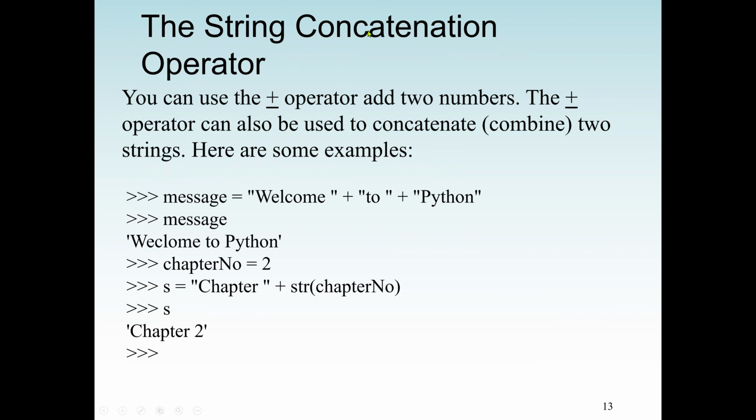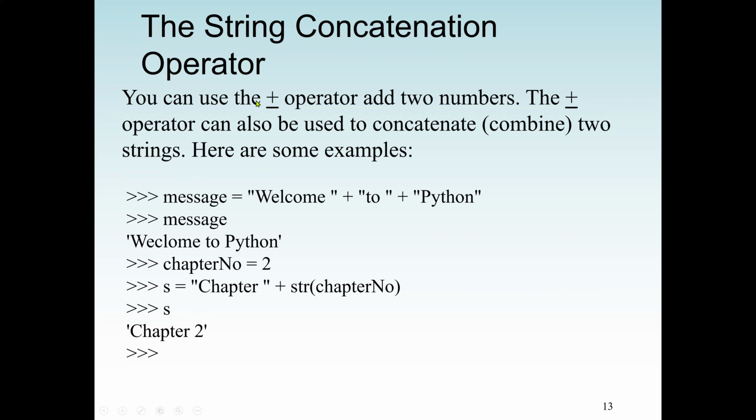Then we have string concatenation, which in Java we use plus. Same thing here also, so this is the same as Java. For example, I have welcome to Python, but I want to join them together. So I use the plus sign to join. So welcome, there's a space here, to, there's a space after to, Python. So when I print it, there will be spaces between the 3 words.